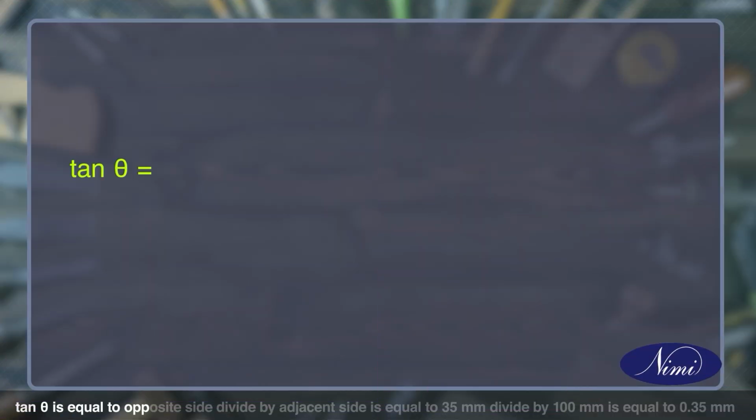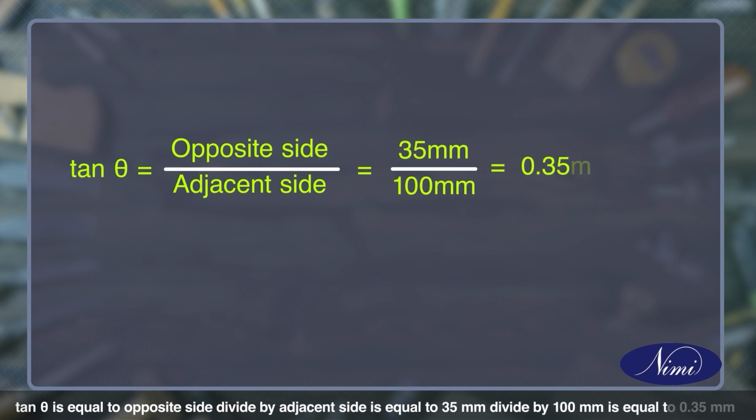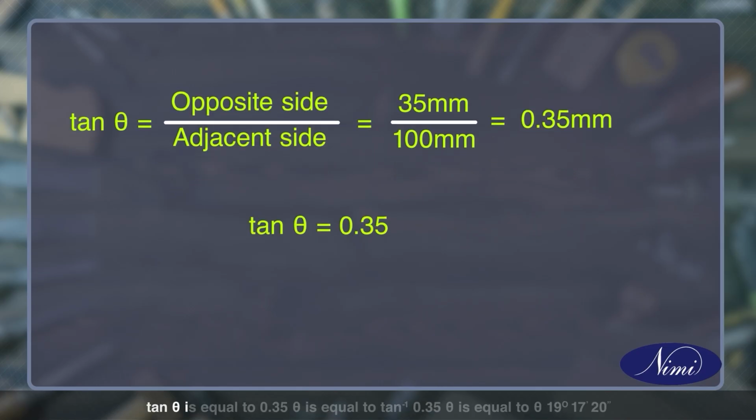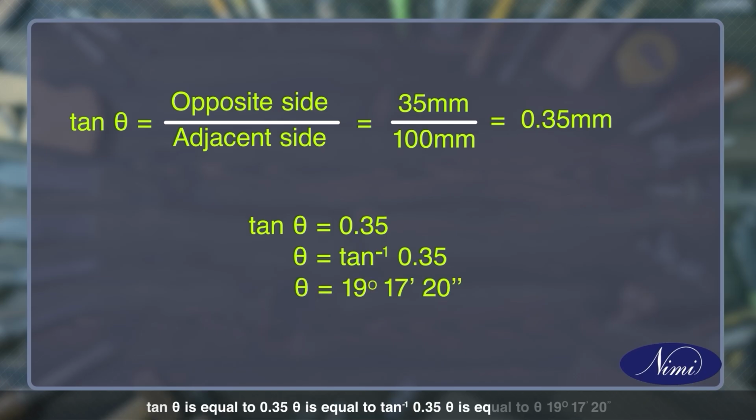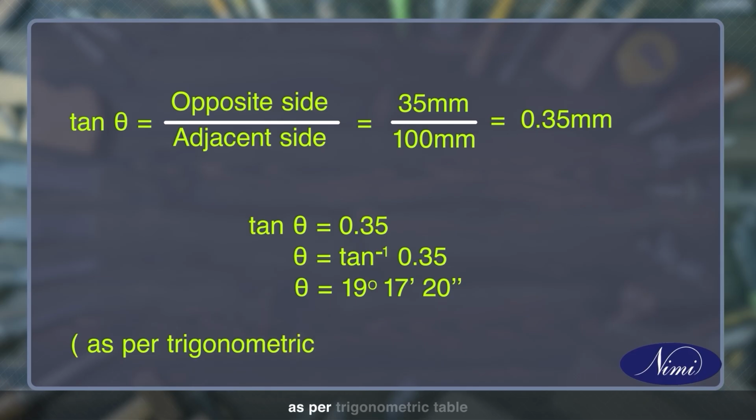Tan theta is equal to opposite side divided by adjacent side, which is equal to 35 divided by 100, which is equal to 0.35. Tan theta is equal to 0.35. Theta is equal to tan inverse 0.35. Theta is equal to 19 degrees 17 minutes 20 seconds. Hence theta is 19 degrees 17 minutes 20 seconds, as per the trigonometric table.